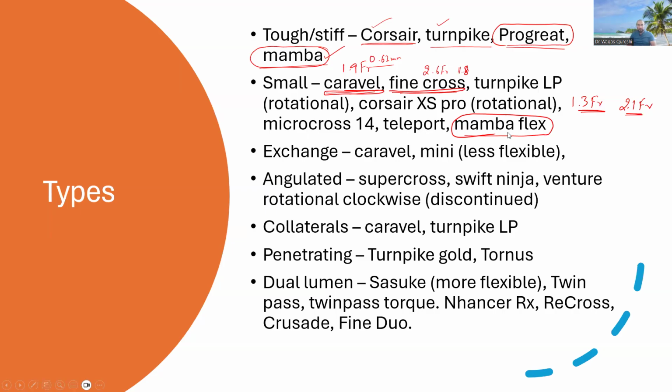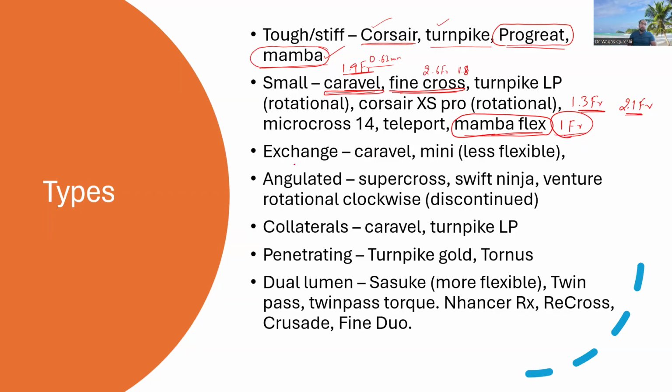Then there's Mamba Flex. This is also a small catheter, and it has a one French crossing profile. So it is even lower than this, and that's the good thing about it. It helps in going through very small vessels. So if you have very, very small size vessels, I would consider Mamba Flex in those cases.